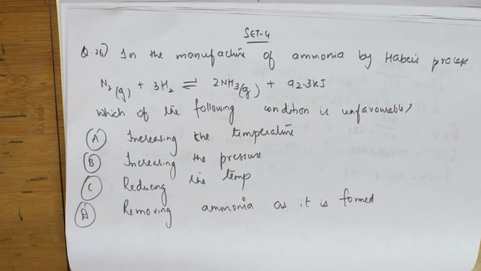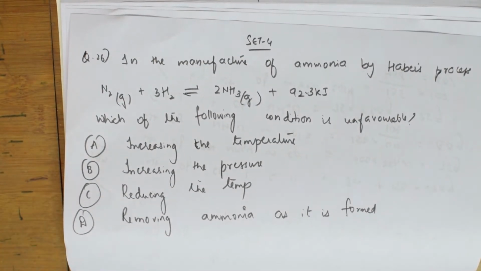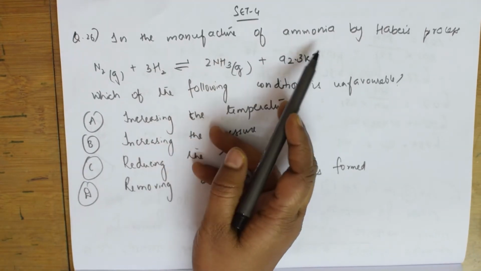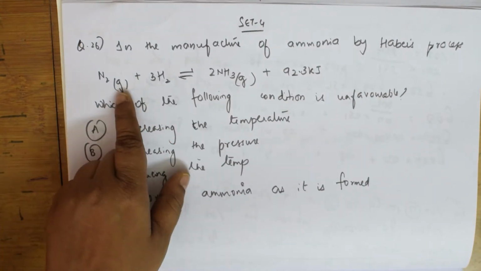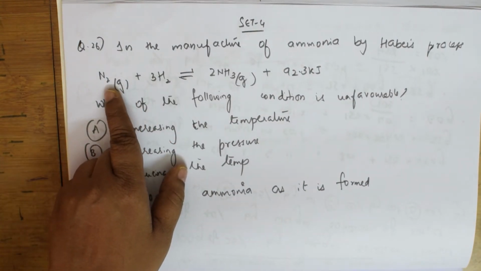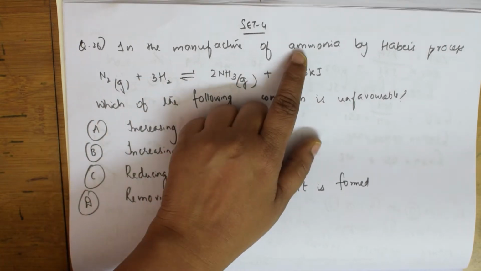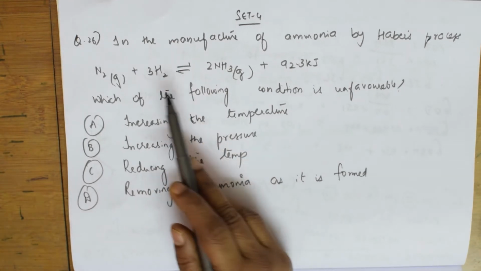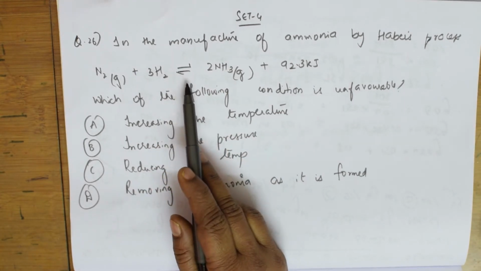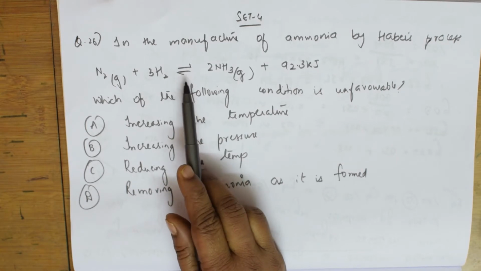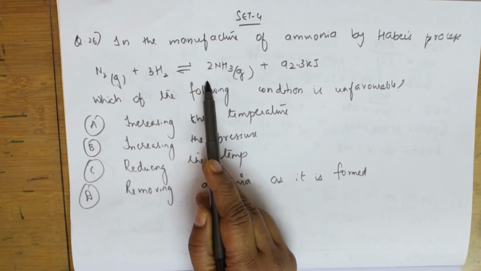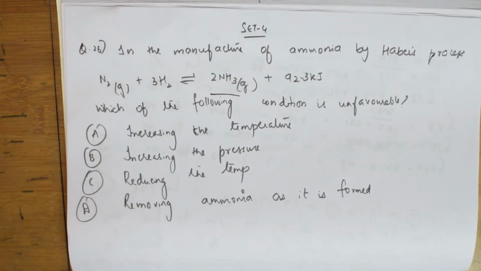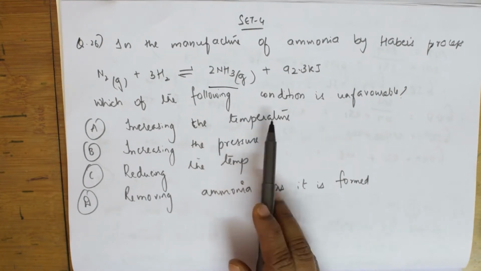Now this is again grade 11th, and grade 12th also has the Haber's process. Let's see what they give us. In the manufacture of ammonia by Haber's process, they've given nitrogen and hydrogen. In Haber's process we prepare ammonia. They said nitrogen combines with hydrogen, they've given a balanced reaction, and we know in Haber's process it is a reversible reaction, and the product we prepare is ammonia. They've given that 92.3 kilojoules of energy was released. Which of the following conditions is unfavorable?